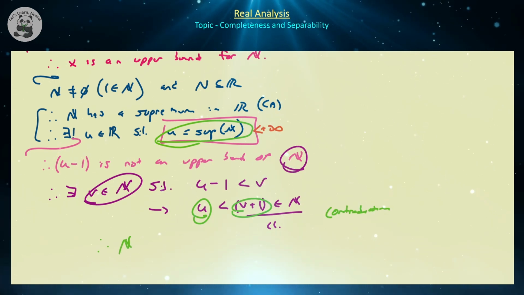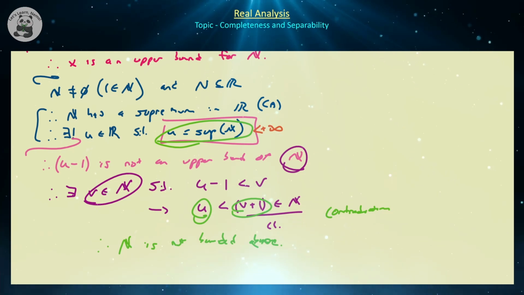So that means that n is not bounded above, which means you'll always be able to find a real number bigger than or equal to whatever natural number you have chosen, and vice versa. You can always find a natural number bigger than or equal to whatever real number you have chosen.